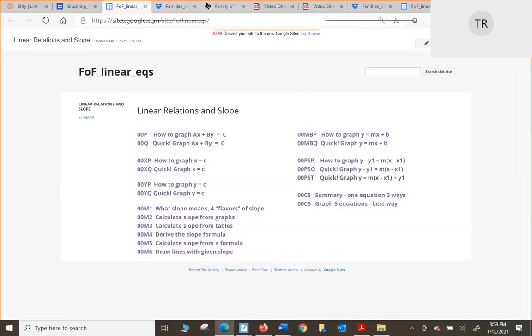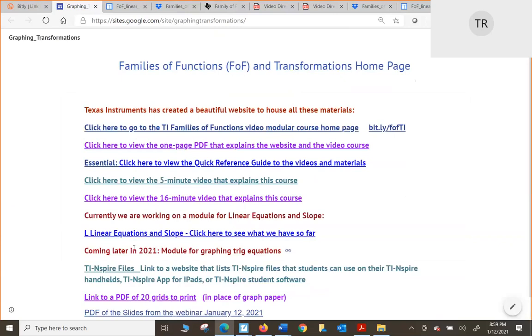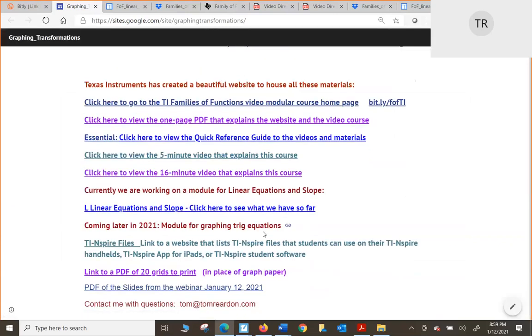What else? Coming later is going to be graphing trig functions. If you're an Nspire user, right here, you can get TI-Nspire files. There's a link to them. Here's the link to the grids. Here are the slides from what I just did, okay? They're in PDF, but you're welcome to go back over them, and you can contact me with questions.